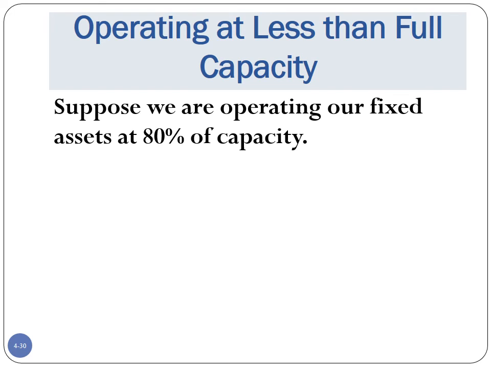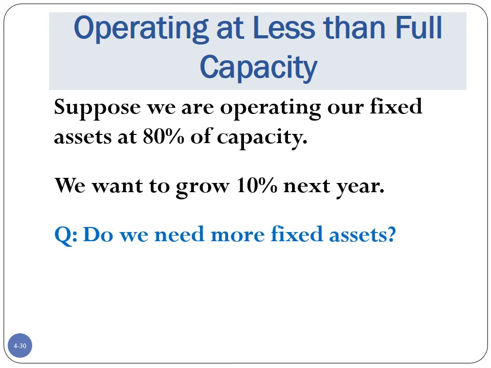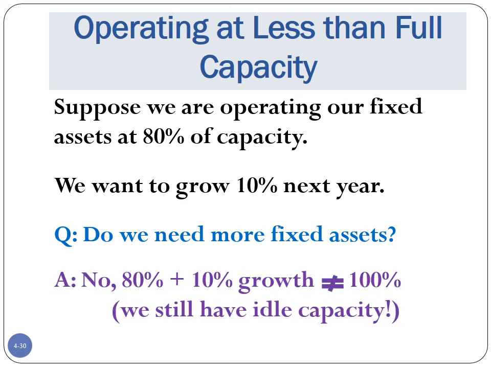So suppose we're operating our fixed assets at 80% of capacity. We want to grow 10% next year. The question is, do we need more fixed assets? And the answer is no. 80% plus 10% growth does not equal 100%, so we still have idle capacity.